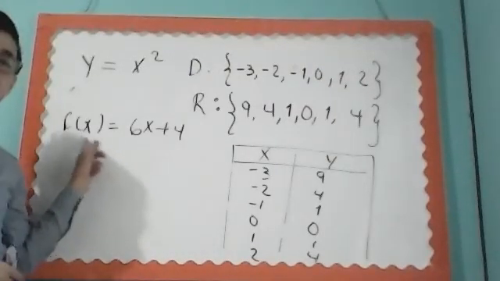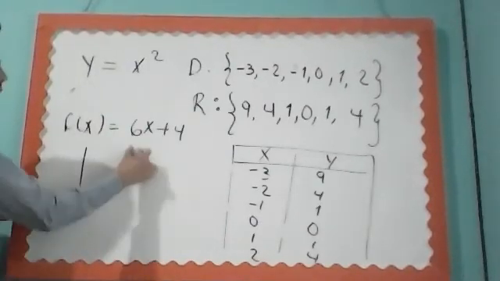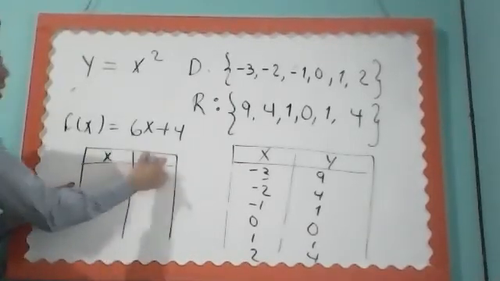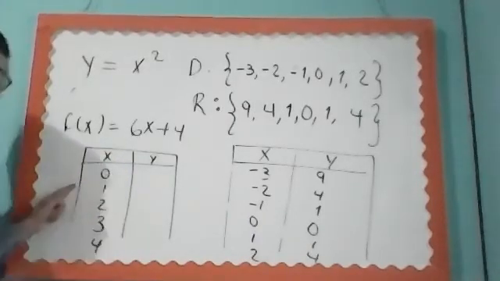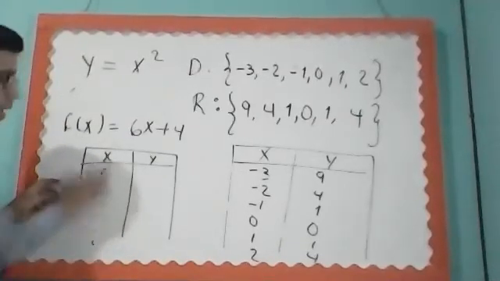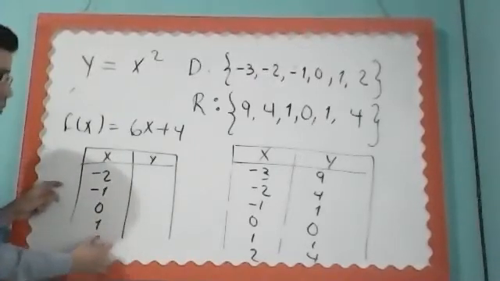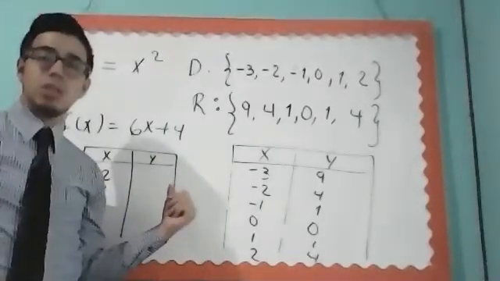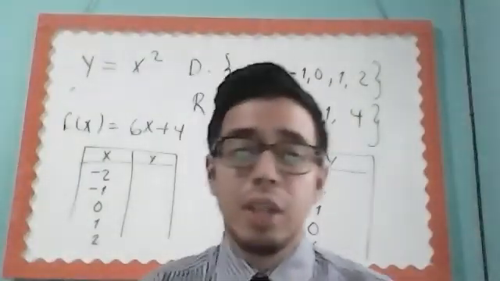You have the function f of x equals 6x plus 4. You don't have any value for the x or for the y. You can write values. For example, in x, you start with 0, 1, 2, 3, 4. You can use the values you want starting with 0, or you can use negative numbers, for example, -2, -1, 0, 1, 2, and you give 4 or 5 values. It depends on you, okay? You only give values of the x, and you find the values for the y.